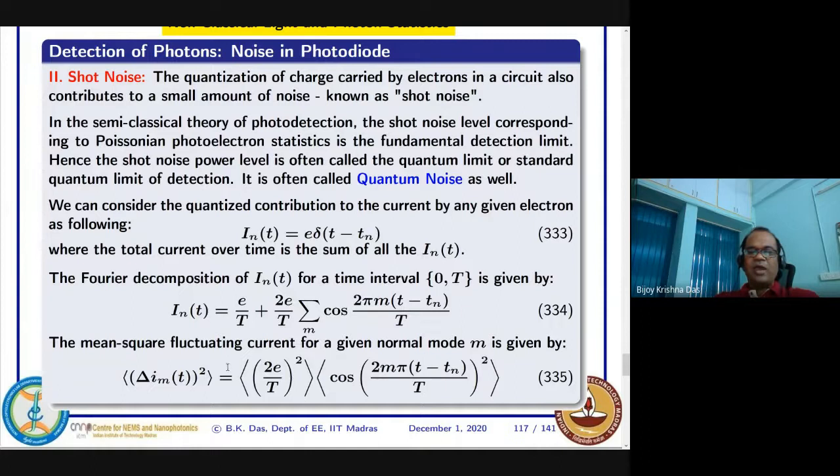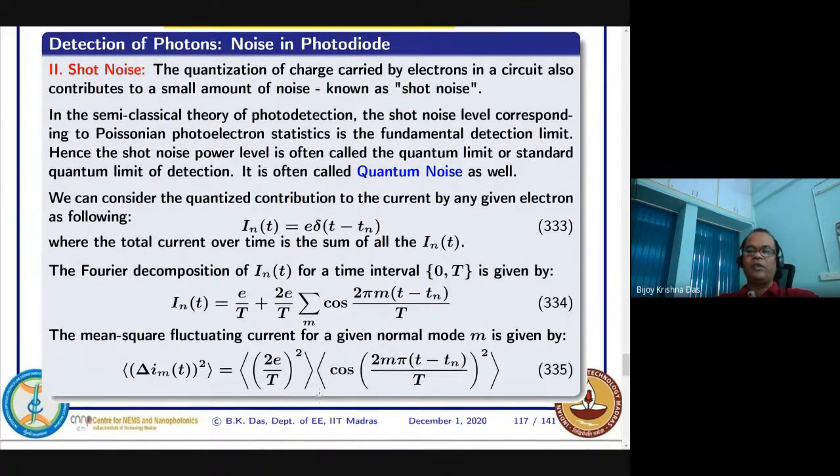So the mean square fluctuation current for a given normal mode, if you are just considering a certain mode, is a constant as long as time is constant. So this is the average square, multiplied by this, also a square average that you have to consider. This is standard, you can think. So this is the mean square current fluctuation. Okay.